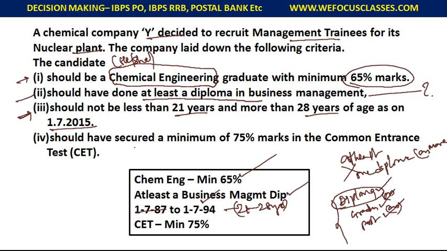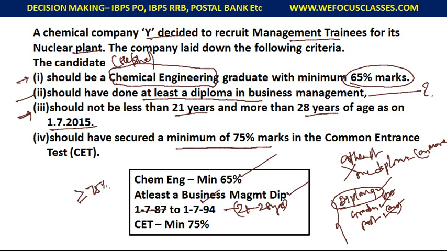Then he should have secured a minimum of 75% marks in the common entrance test. See friends, it is a minimum of 75% of the marks. Minimum of 75 means greater than or equal to 75%, so 75 or more, in a common entrance test. It means for this job there is a common entrance test, and in that test the candidate should get a minimum of 75% of the marks.